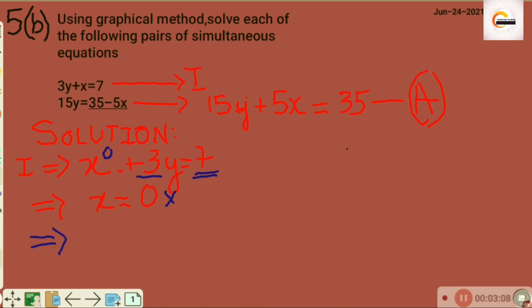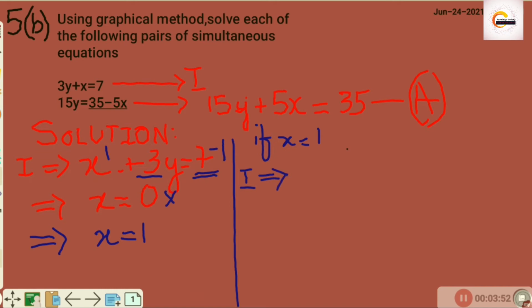What about x is equal to 1? Let's see. If I put x is equal to 1, then this 1 will go on the other side of the equals sign, and 7 minus 1 is 6, and 6 is completely divisible by our coefficient, that is 3. So I'm going to put x is equal to 1. So we have got our first point now.